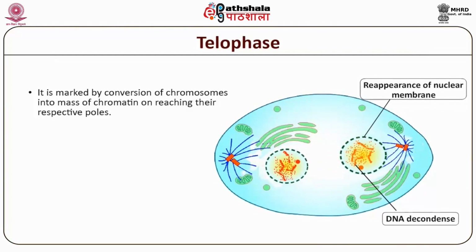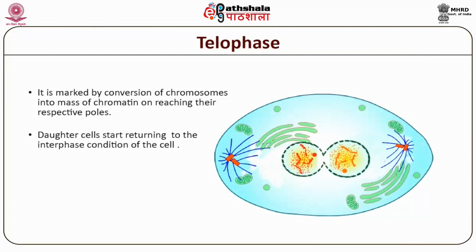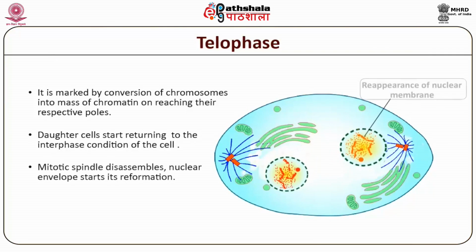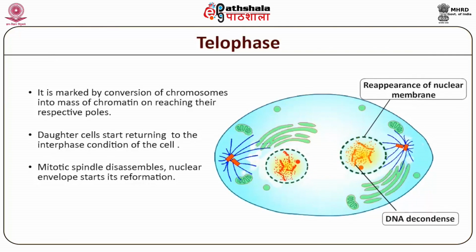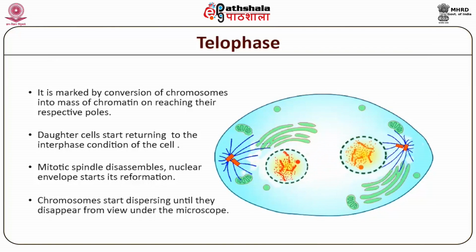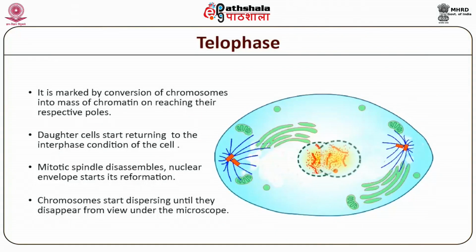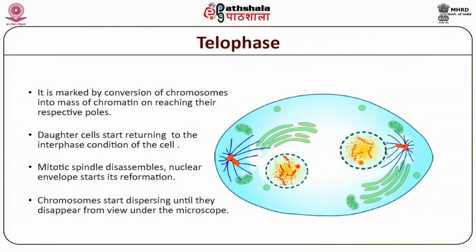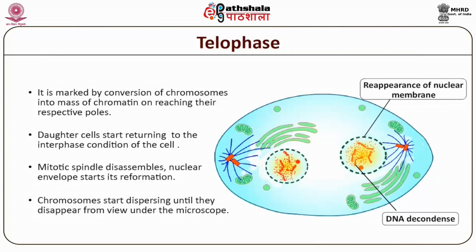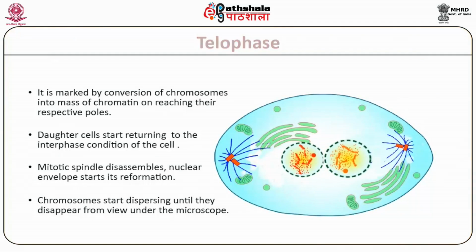During telophase, daughter cells return to the interphase conditions. This means the mitotic spindle disassembles, the nuclear envelope reforms, and the chromosomes become more and more dispersed until they disappear from view under the microscope. The actual partitioning of the cytoplasm into two daughter cells occurs by a process to be discussed shortly.